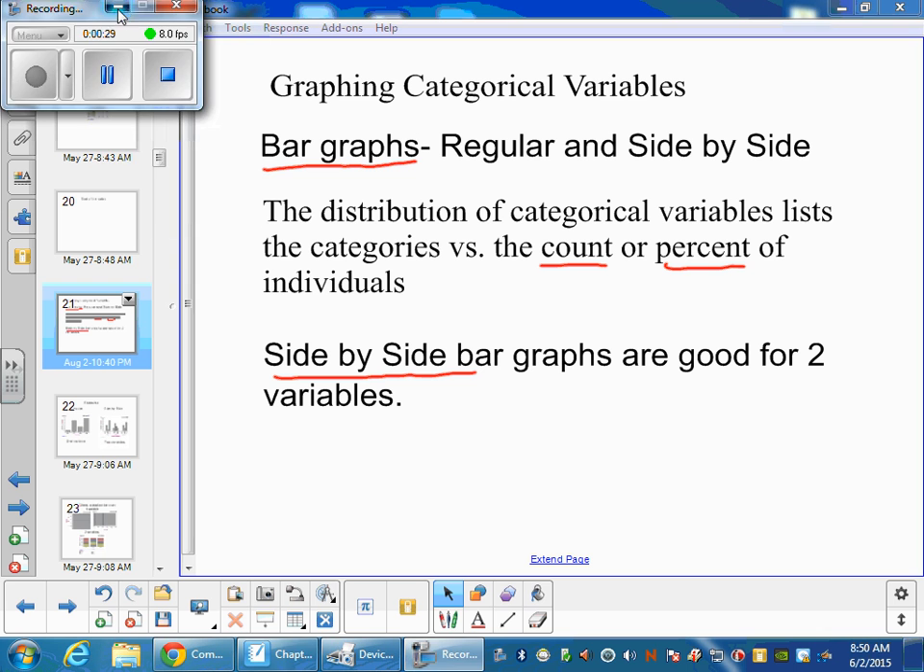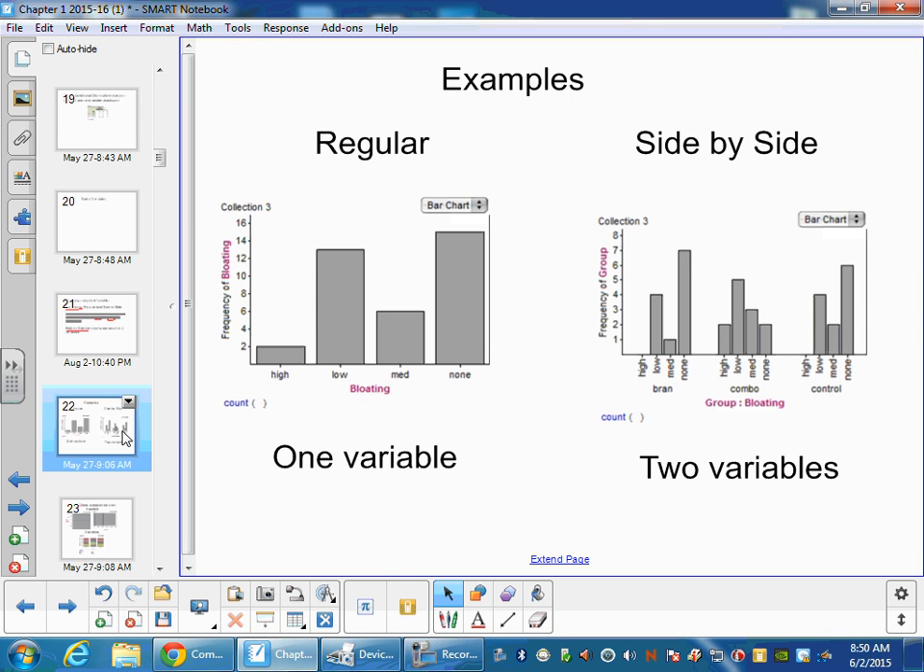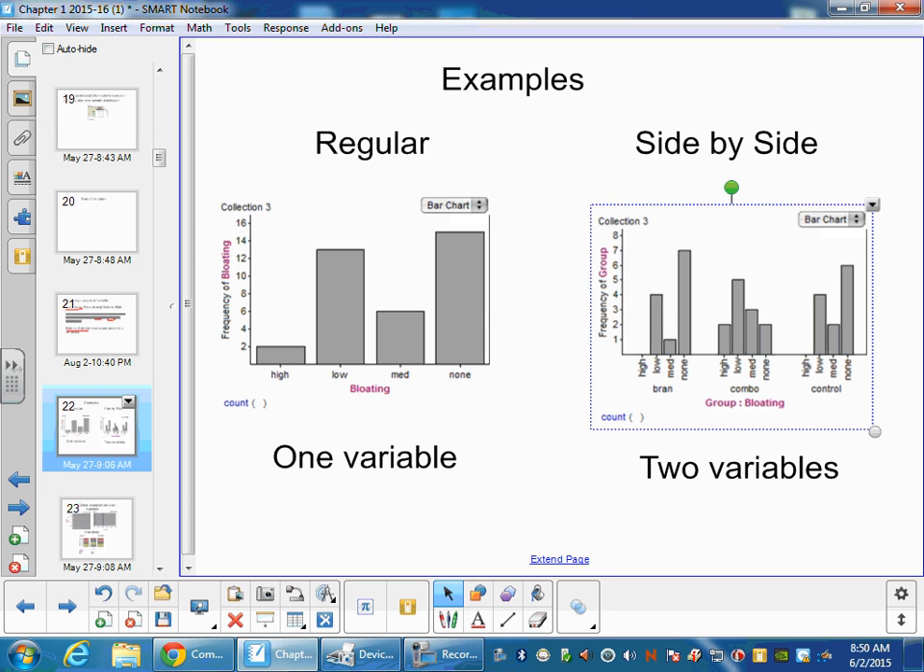Now, the side-by-side bar graphs are good when there are multiple variables. Here are some examples. On the left-hand side, we have one variable for the bloating. And on the right-hand side, we have two variables, where we have the type, whether it's a brand, cracker combo, or control, and then we have the distribution of each of those graphed out. So this is called a side-by-side bar graph, and this is just a regular bar graph of just one variable.